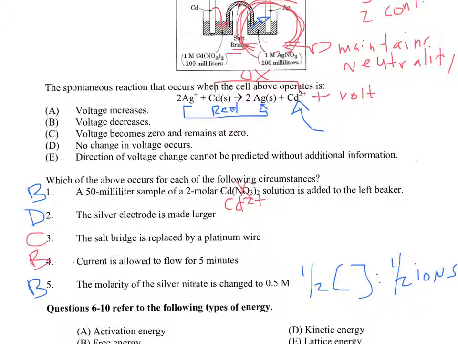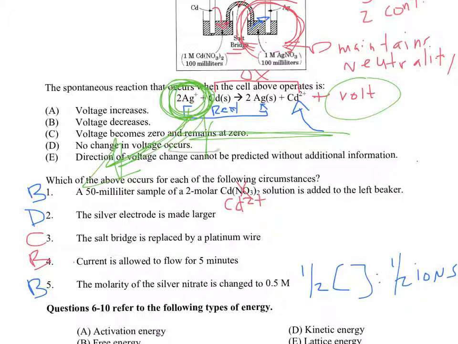Another way to look at it is Le Chatelier. If I change the concentration, what part of that reaction am I altering? Specifically, the silver metal or the silver ion? If you just look up here for a second, am I adding or taking it away? Taking it away. Well, when I take that out, what happens to your voltage? I'm shifting this way, right? So what happens to the voltage? It's got to go down.